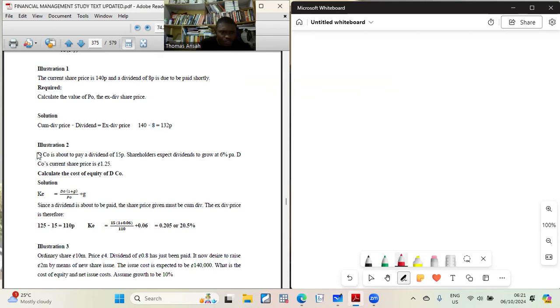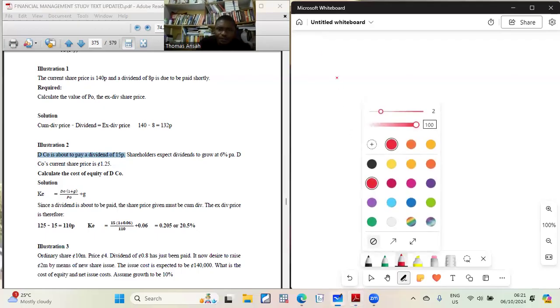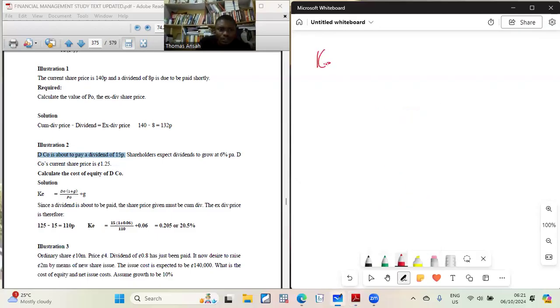Then this Illustration 2 says D company is about to pay dividends. So that also makes it a cum div. The shareholders expect dividend to grow by 6%. D's current share price is 1.25. First of all, we know that the formula for KE is given by D0 (1 plus g) over P0 if there is growth. If there is issue cost, but in this question there is no issue cost, so we just do plus g.